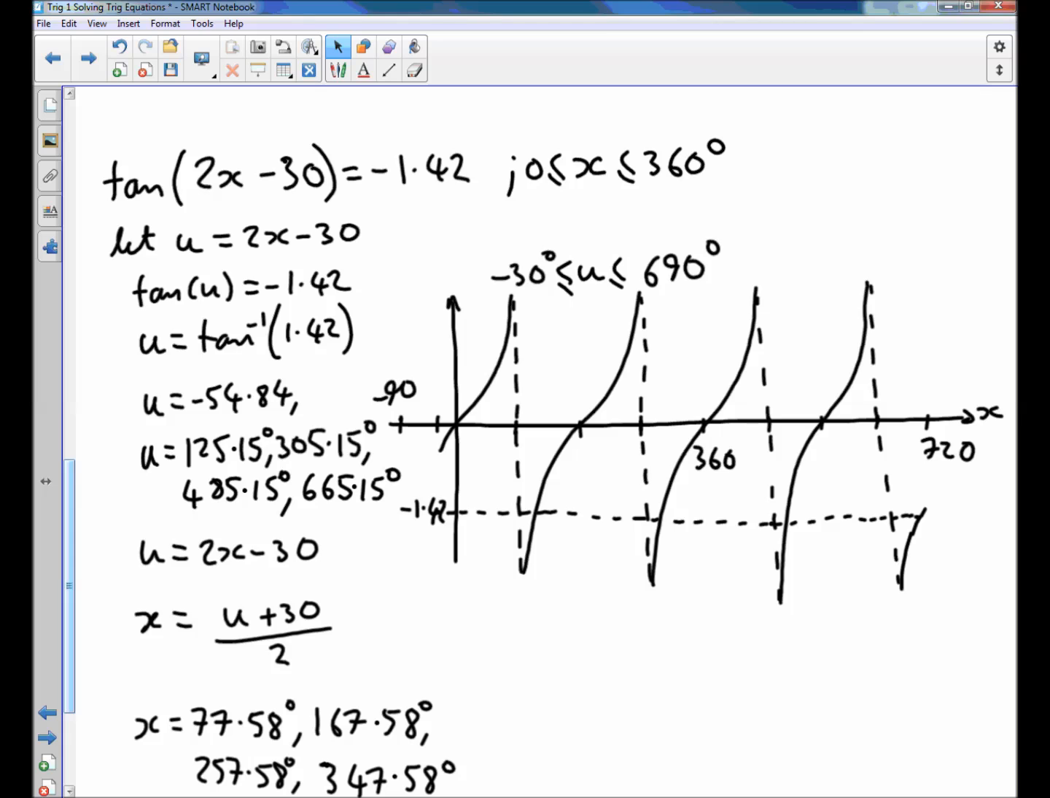Okay, in my next video, as I've said before, I'll be going on and having a quick look at trig equations that have been transformed in both the x and y directions, and from there we're going to be looking at trig equations for which we have to apply trig identities to make them solvable.